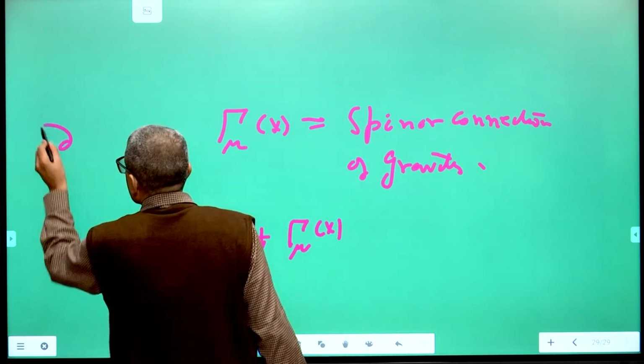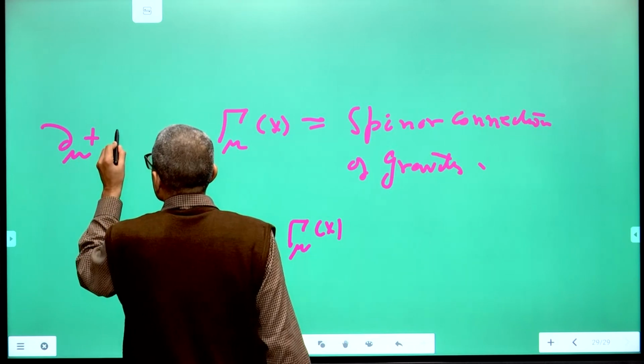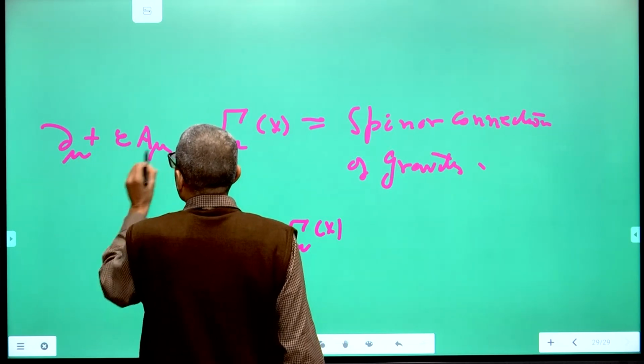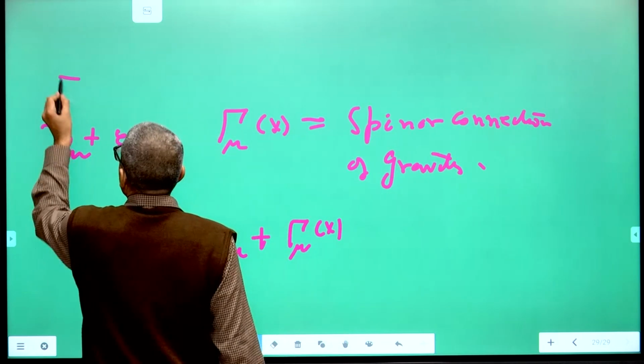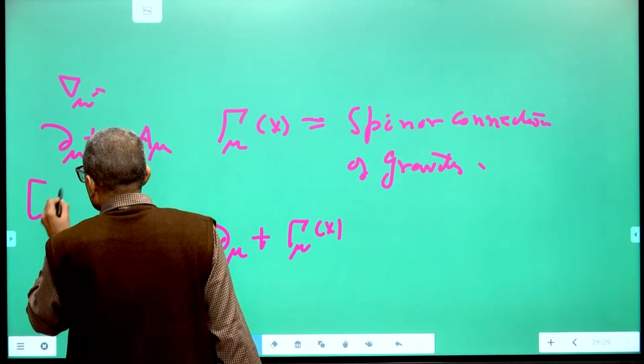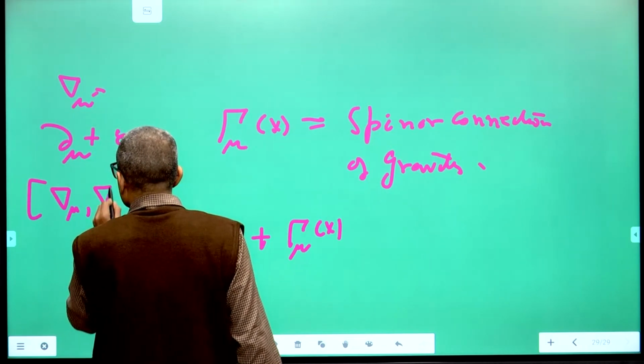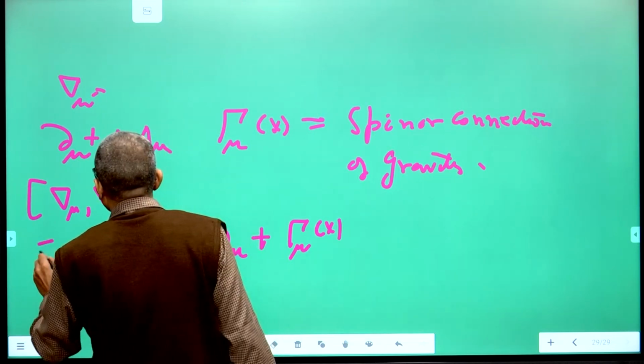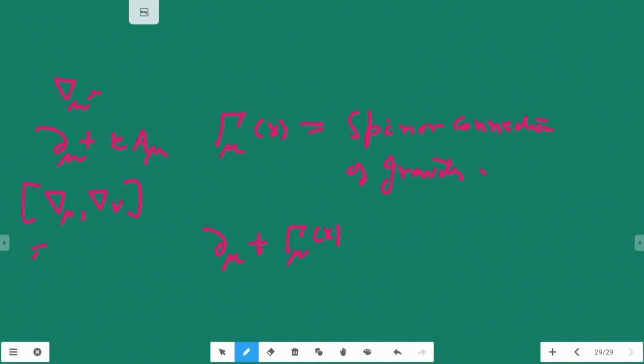In the Yang-Mills case, the covariant derivative was ∂_μ + E A_μ, where A_μ was a Lie algebra element, and if I call this the covariant derivative, then you see immediately that the field tensor [∇_μ, ∇_ν] is nothing but E(∂_μ A_ν − ∂_ν A_μ) + E² times the commutator [A_μ, A_ν].